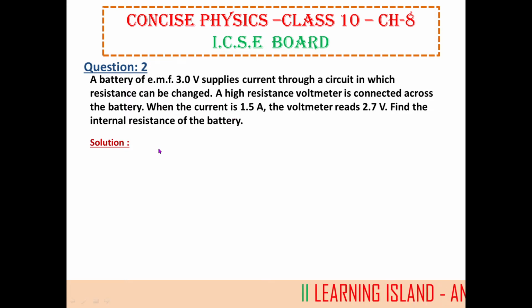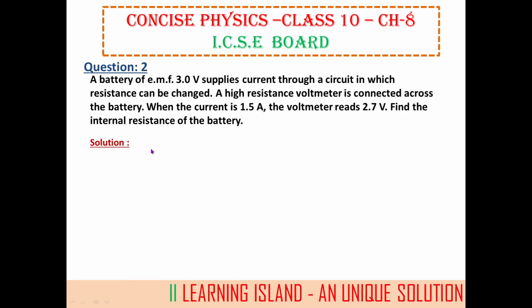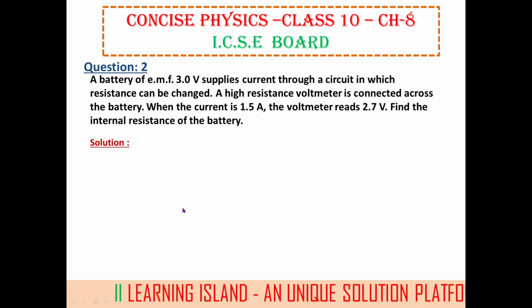Here again you write down what is given. The question is: a battery of EMF, so epsilon is given, it is equal to 3 volt, supplies a current through a circuit in which resistance can be changed.